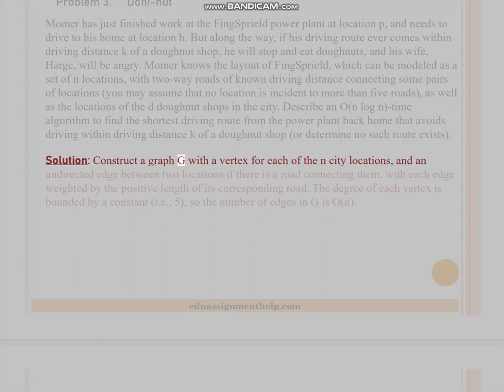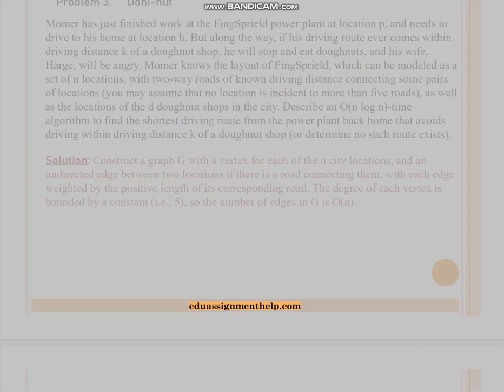Solution: construct a graph G with a vertex for each of the n city locations, and an undirected edge between two locations if there is a road connecting them, with each edge weighted by the positive length of its corresponding road. The degree of each vertex is bounded by a constant, i.e. 5, so the number of edges in G is O(n).